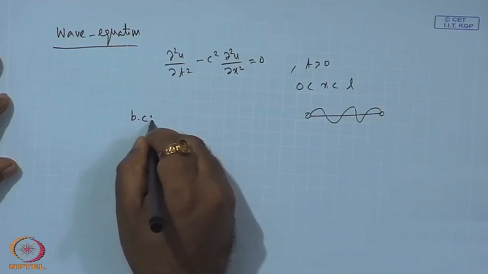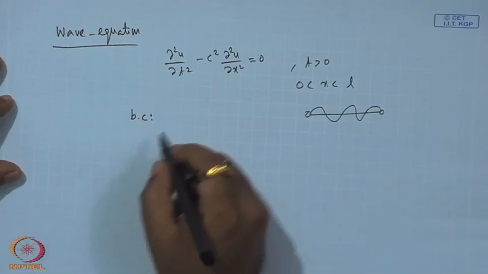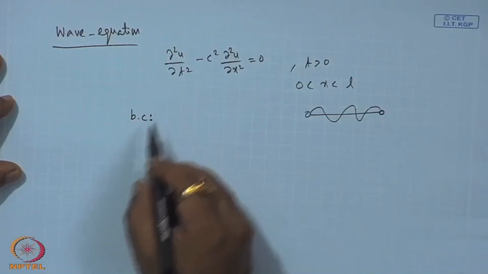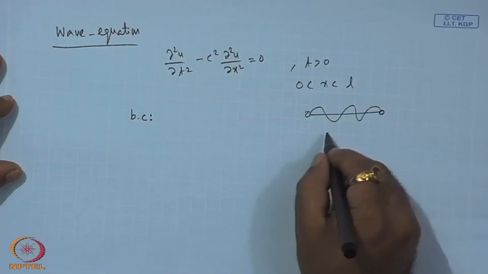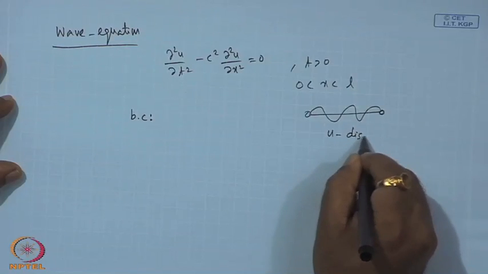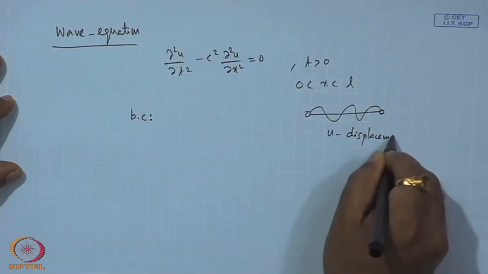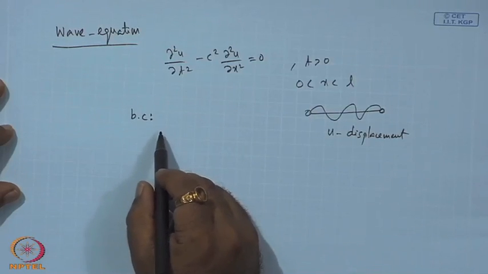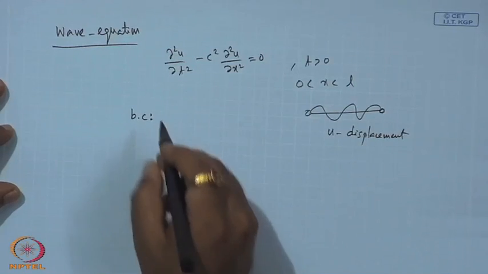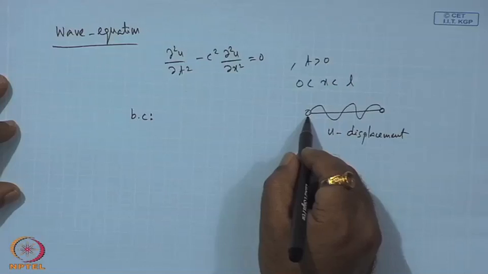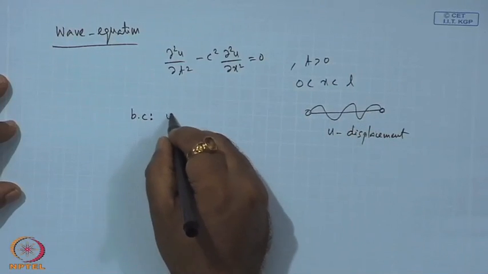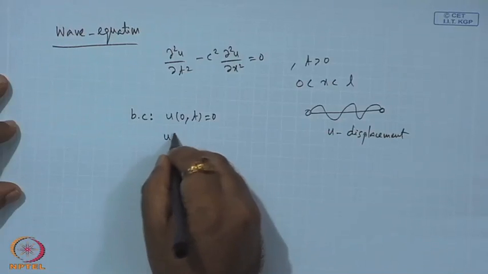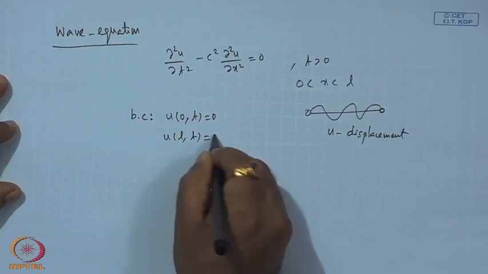boundary conditions. Okay. So, what are the boundary conditions? Since both ends are fixed, u represents displacement in this case. In the earlier problem, u represents temperature. In this case, u represents displacement. So, for the boundary conditions, since both ends are fixed, we have no other option, u is zero for all t.